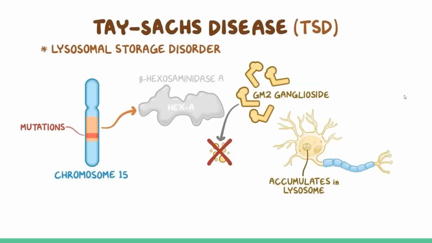Here is a graphic showing the mutation occurring on chromosome number 15, resulting in this messed up beta-hexosaminidase A. That's the full enzyme. And here are the gangliosides that would usually break down. They actually accumulate here within the lysosome, within this neuron.